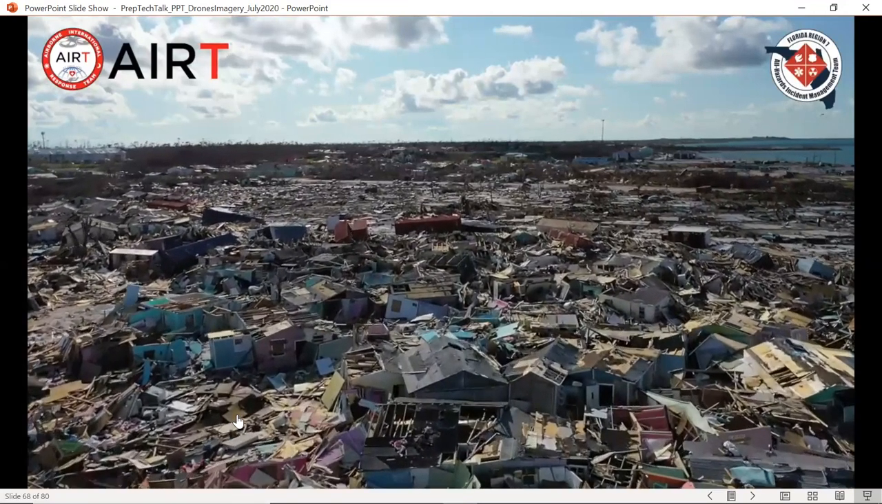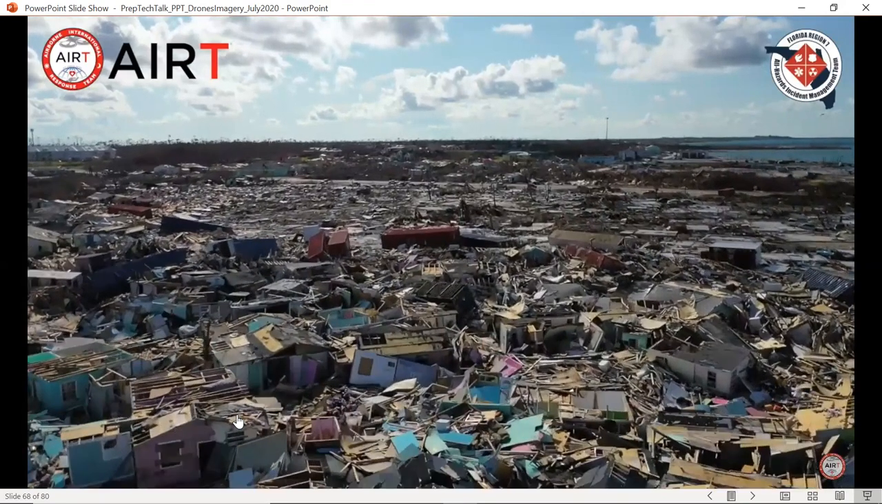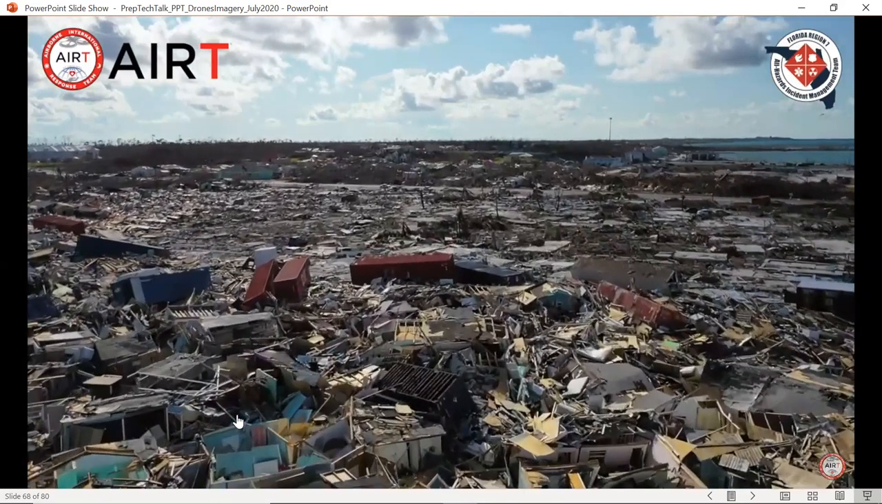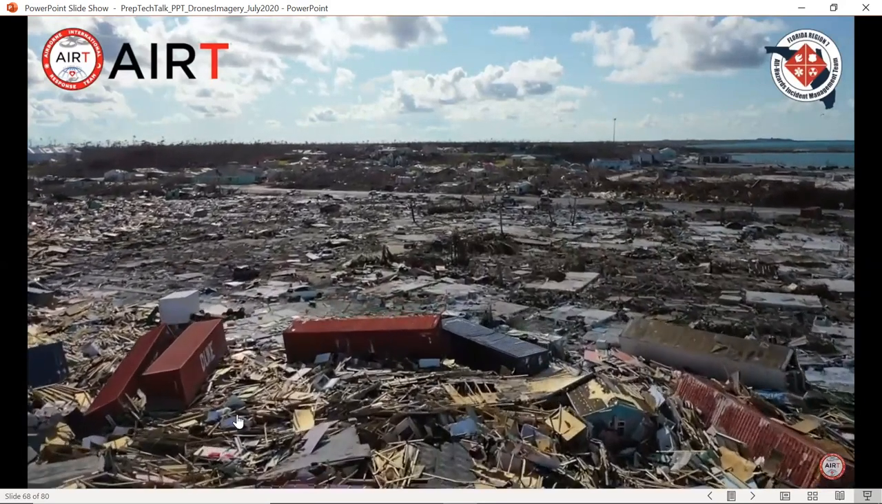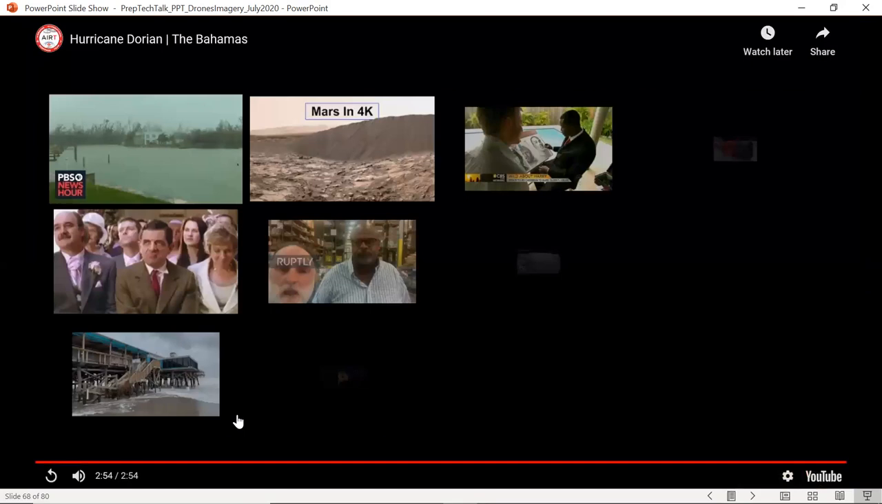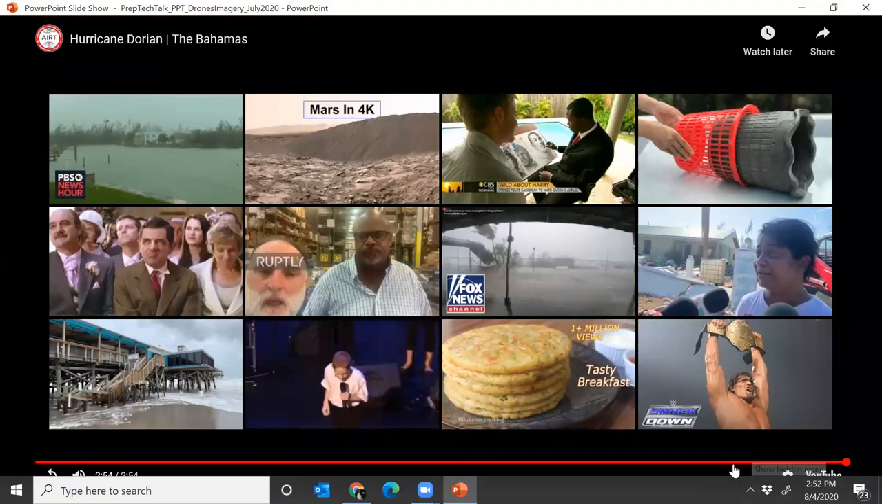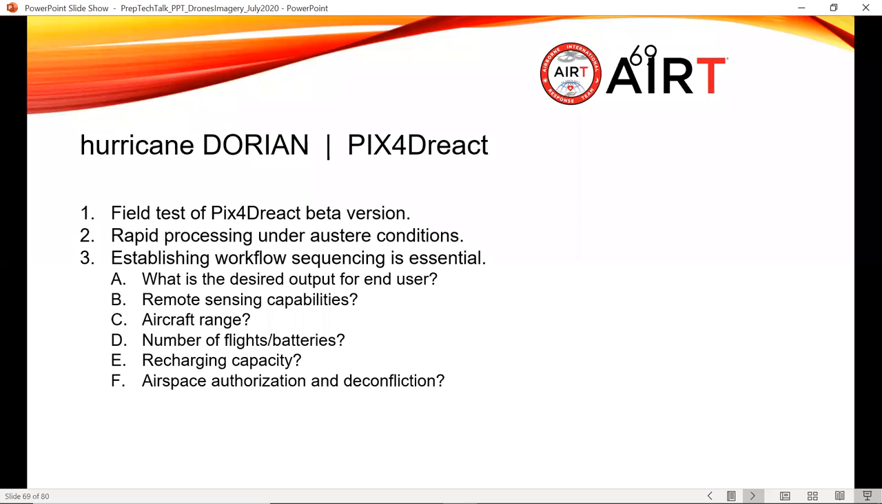no mobile connectivity. So we were able to fly a drone over this area in a mapping sequence, gather the imagery we needed, and in the field on a laptop computer, process it within about 25 minutes. And there we have an output map that can be used and given to USAR teams, search and rescue personnel, to start affecting the actual search. So I'm gonna show you, again, it was a field test of Pix4D React, rapid processing under austere conditions.